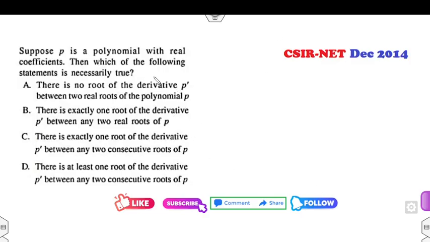Okay, let P be a polynomial with real coefficients. Then which of the following statements is necessarily true? P is my polynomial. It is not given what the degree is. You may consider x minus 1. You may consider x square plus 1 and so on. There is no root of the derivative p dash between the two roots of the polynomial. Exactly one root. Okay.